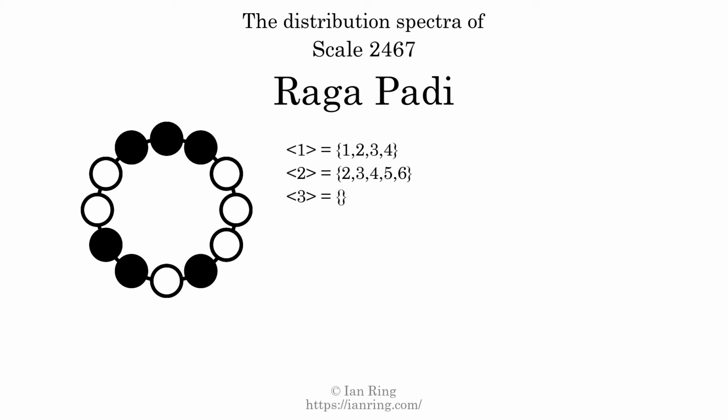The generic interval of 3 scale steps comes in 3 different specific interval sizes: 5 semitones, 6 semitones, and 7 semitones. The spectrum width of this generic interval is 2. The generic interval of 4 scale steps comes in 5 different specific interval sizes: 6 semitones, 7 semitones, 8 semitones, 9 semitones, and 10 semitones. The spectrum width of this generic interval is 4.